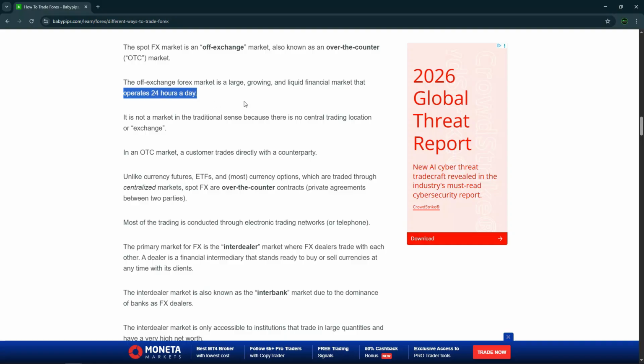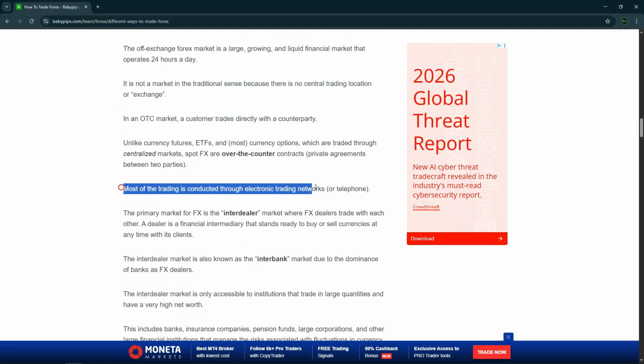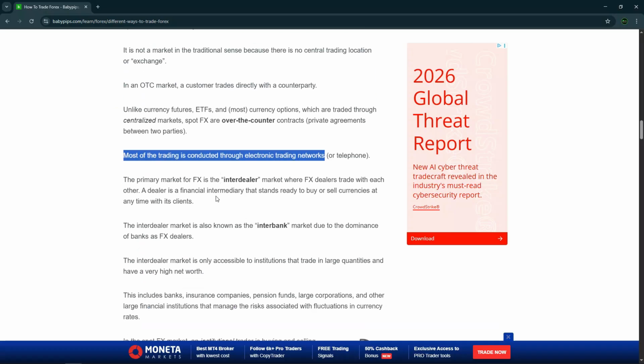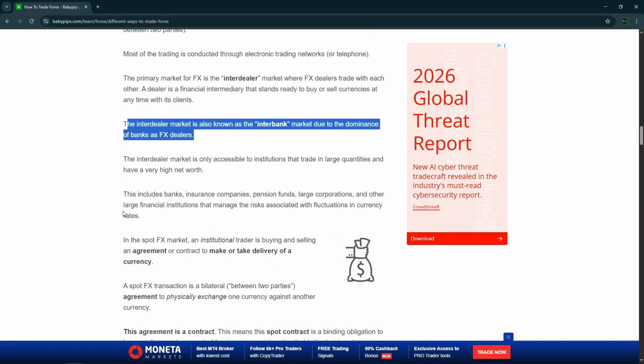In this market, trades happen directly between two parties. So instead of using a central exchange like stocks, participants trade with each other through networks. The biggest players here are banks and large institutions. They trade huge amounts of money in what's called the interbank market. This is where most of the real forex transactions happen.